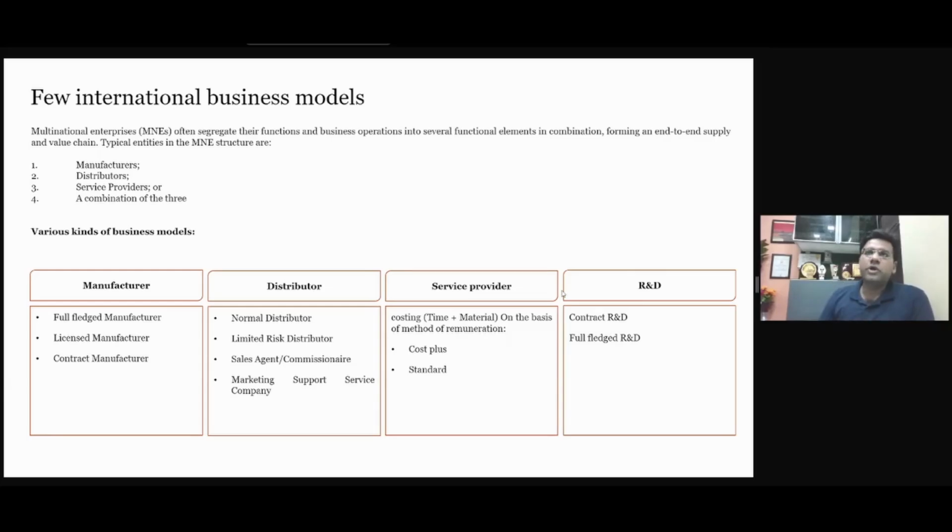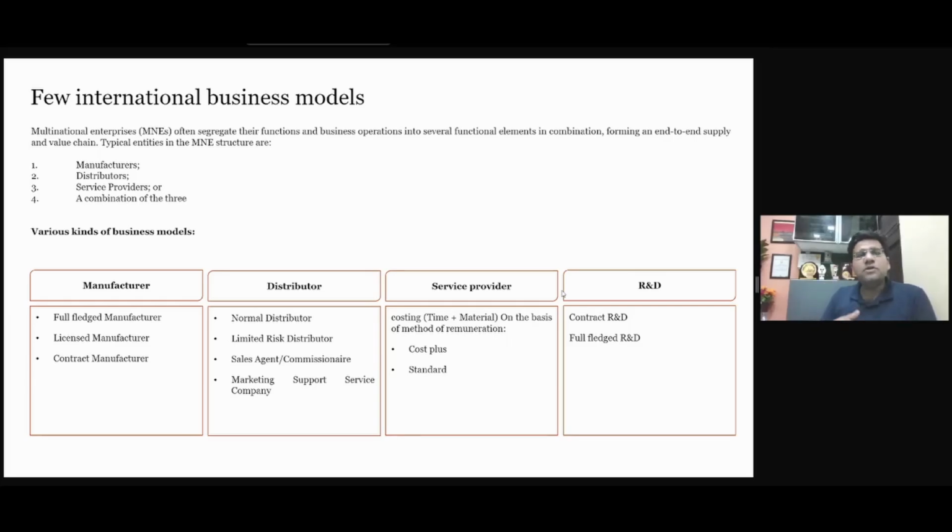Starting with a few international business models of any group which is wishing to expand its presence beyond its geography. Typically, entities in multinationals and group structures can be either manufacturer, distributor, service provider, or a combination of these three. There are different kinds of business models even within these categories. For example, if a company in the USA wishes to set up its manufacturing in India, it has a lot of questions to ask. For example, whether it wants to set up a full-fledged manufacturing in India, or just licensed manufacturing or contract manufacturing. All these are different. These have different functional and risk profiles, and all have a great implication on the taxation, on the incidence of tax that these groups will face in that country.